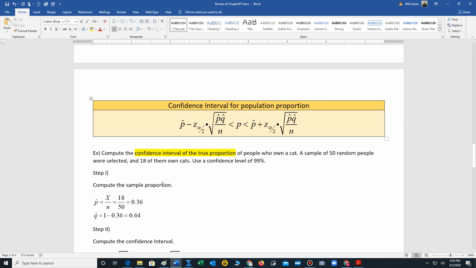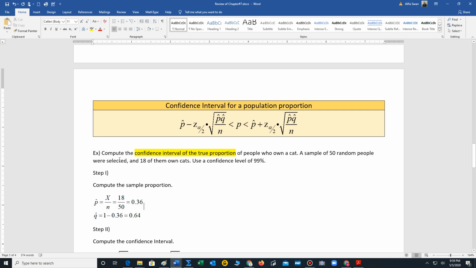And the final section of Chapter 7 is 7.3. That's where we find the confidence interval for a population proportion. And so this right here is our formula. Remember, this notation here is called p-hat. P-hat is the sample proportion. We also need to find q-hat. Q-hat is always 1 minus p-hat. And n is your sample size.